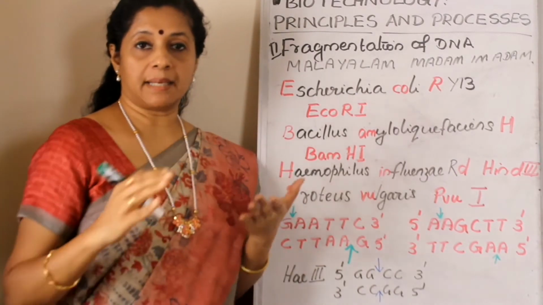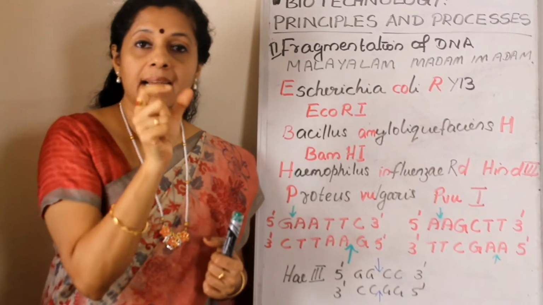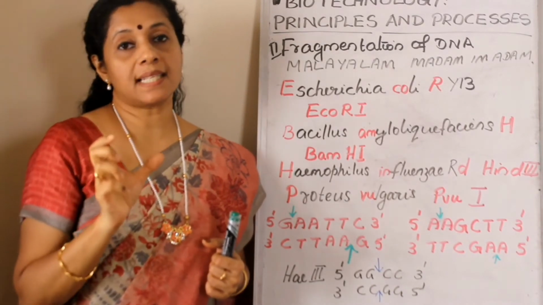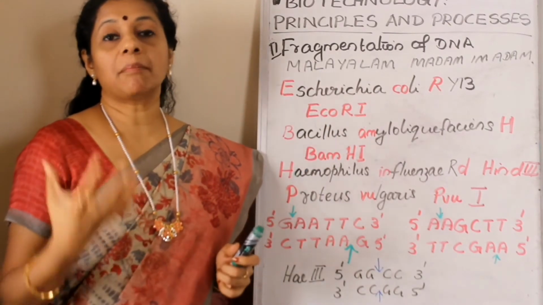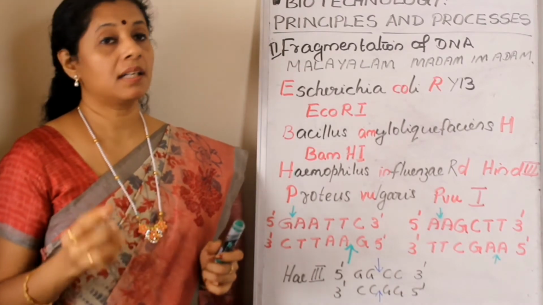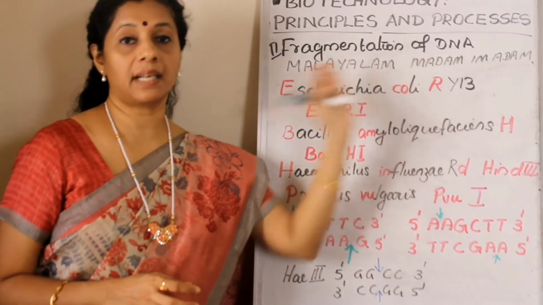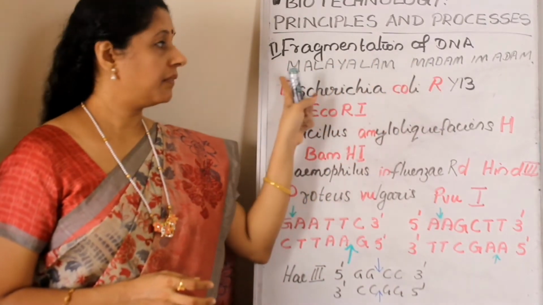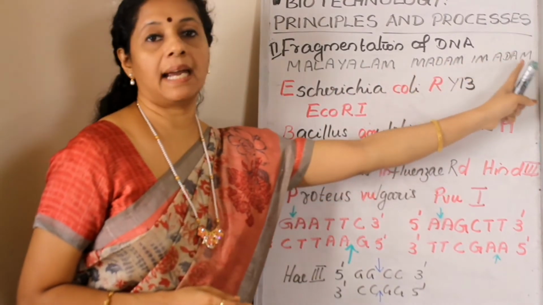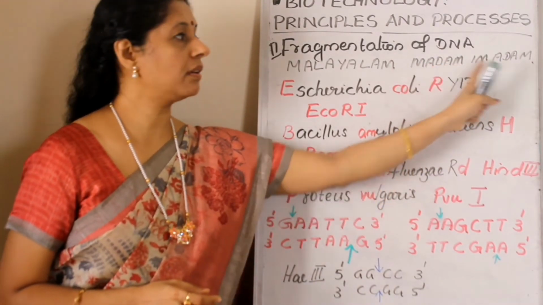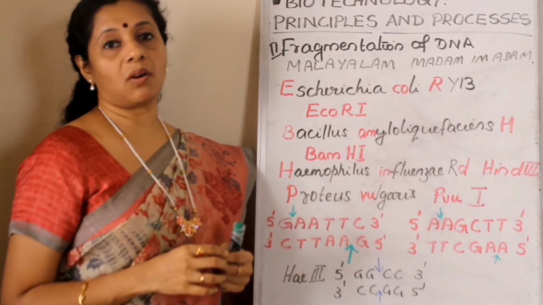Any restriction enzyme can cleave or cut the DNA only at certain specific sites. Those sites are called palindrome sequences. You know what palindromes are? Palindromes are words which you read the same in both directions. Suppose you see Malayalam, if you read from here it is Malayalam, backwards also Malayalam. Or Madam, I am Adam. Again backwards it is the same. So these words are called palindromes.